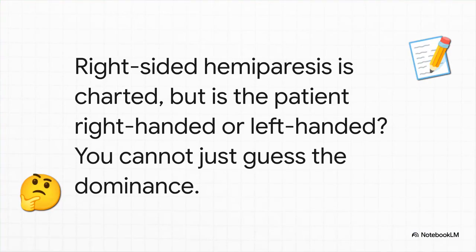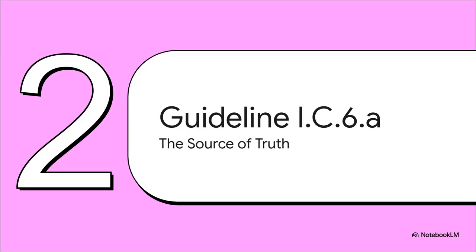Look, the codes for hemiplegia, hemiparesis, and monoplegia literally require you to specify whether the affected side is dominant or non-dominant. So when a provider just writes right-sided hemiparesis, coders are kind of stuck. You know you need to code it, but without knowing if the patient is a righty or a lefty, how do you select the accurate code? Now, you can't just slap an unspecified code on it simply because the doctor was brief. We need a better solution. So where do we look for the truth? That brings us to Section 2, Guideline IC6A.